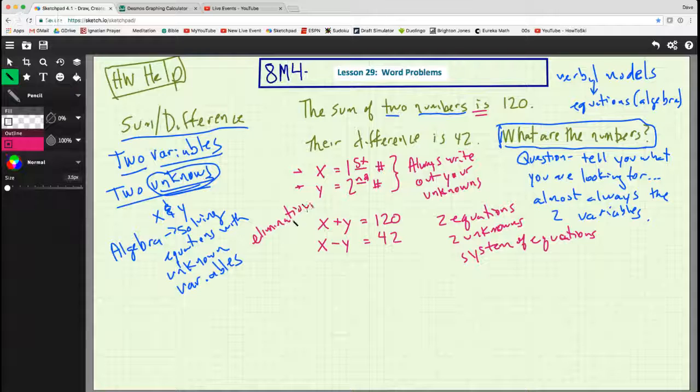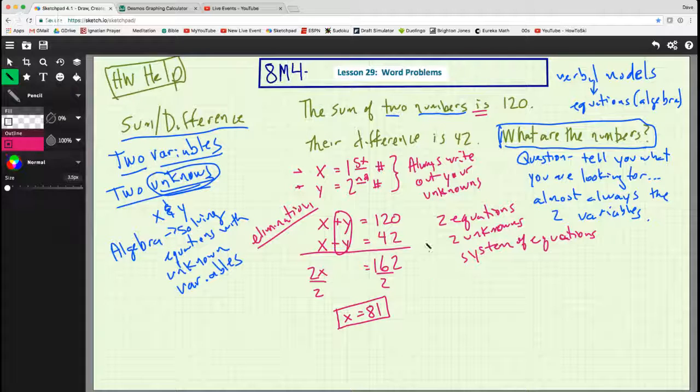Really easy. This one's set up for elimination. You could do it using substitution, but elimination is going to let me solve it real simple and easy. I'm just going to add these down, and I get 2x equals 162. So if I divide by 2, I get x equals 81.